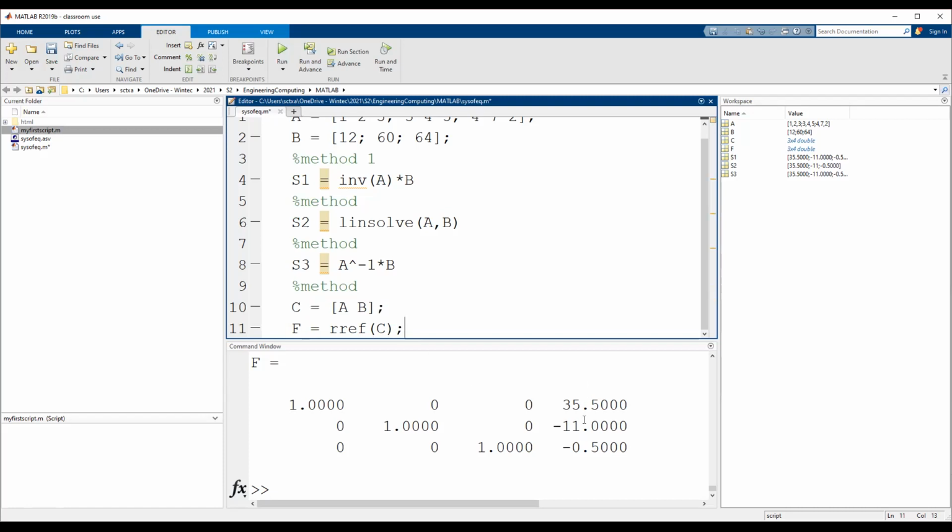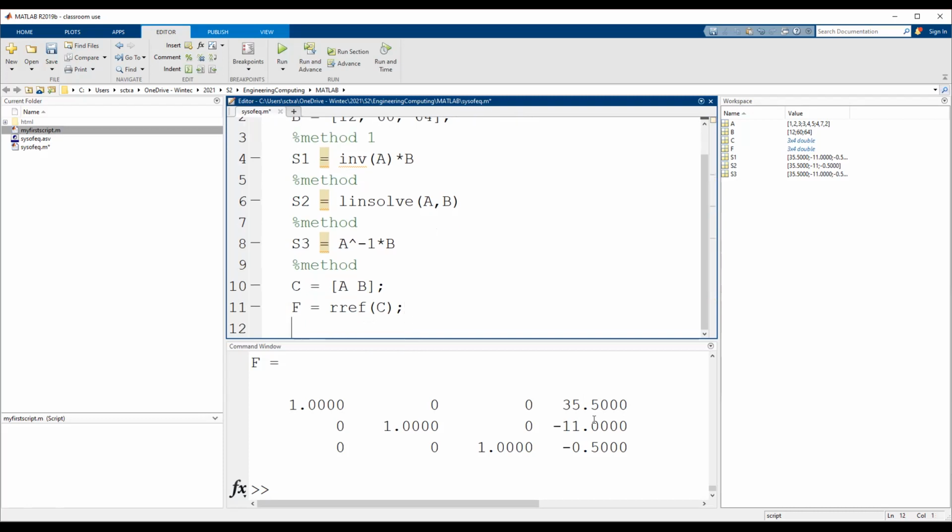Now, what is the method to get this last column? You can take S4 is equal to. If we need all rows, because of that we put colon, comma, n. To say last column, you can put n. If you execute this one, you can see you are getting the same matrix.